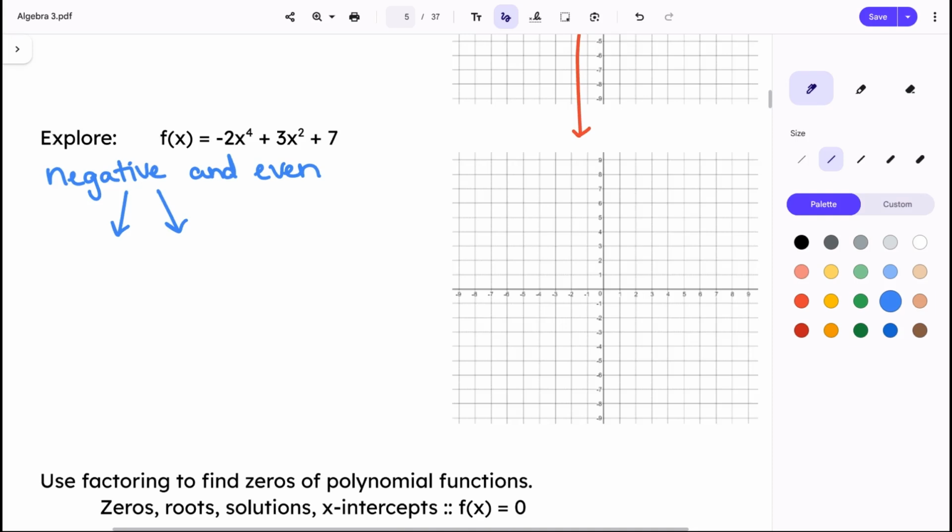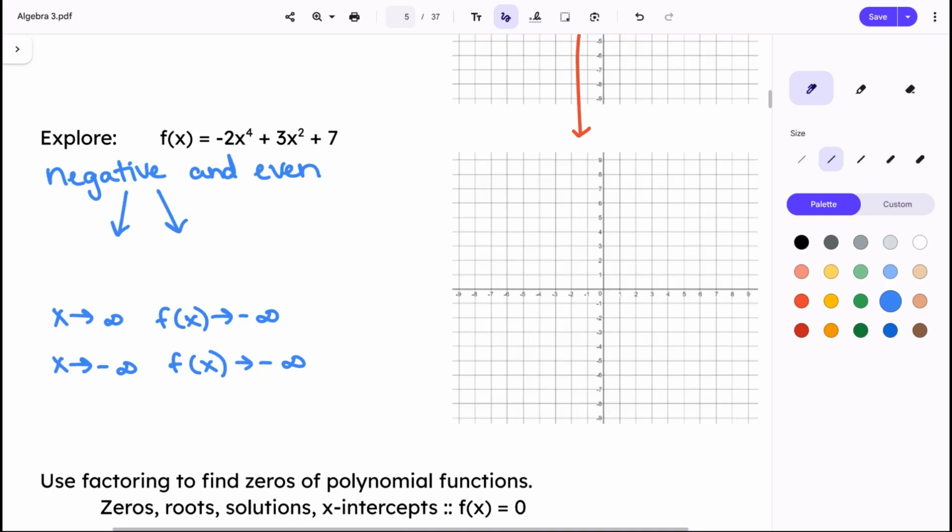And then again, I will write out, this means as x goes to positive infinity, the graph is going to eventually go down forever to negative infinity. And as x goes to negative infinity, that means that your y is going to eventually go down as well, because they're both going down.